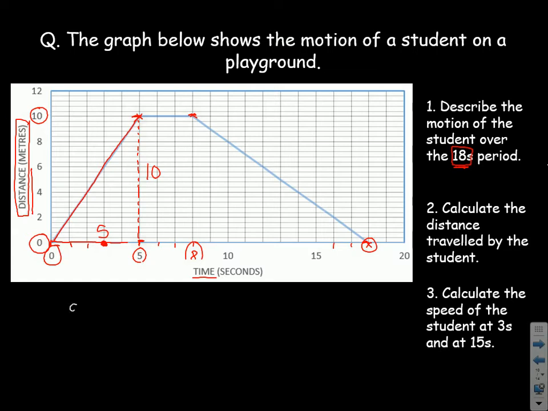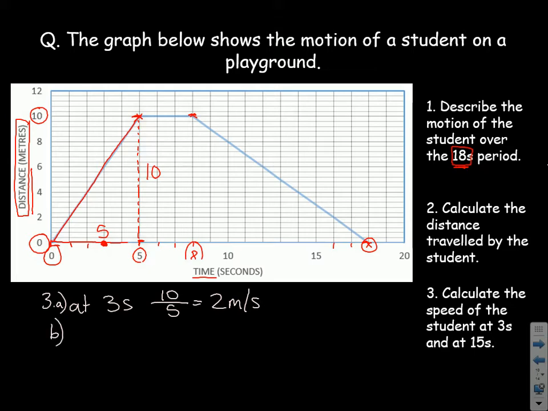So at 3 seconds we have 10 divided by 5, which gives us 2. Don't forget, units, meters and seconds, therefore our units are meters per second. Okay, that was easy enough. So what about part B?